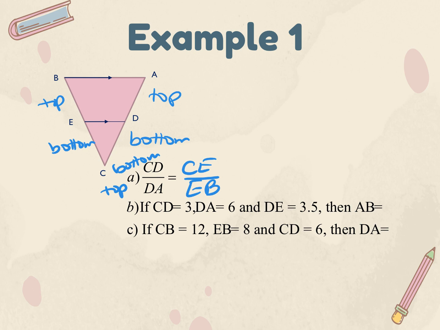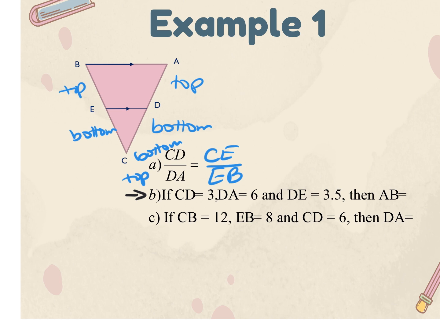Now, for the next part, part B, they've actually given us some numbers for these sides. I'm going to add in the numbers. I'll go ahead and label them in black here for part B. So they're giving us CD is 3, DA is 6, DE is 3.5, and AB we're going to put as X. What I'm going to be doing here is I can't use my proportionality theorem, but what I can use here is the fact that these are similar triangles.